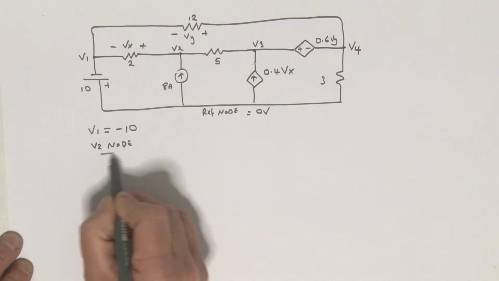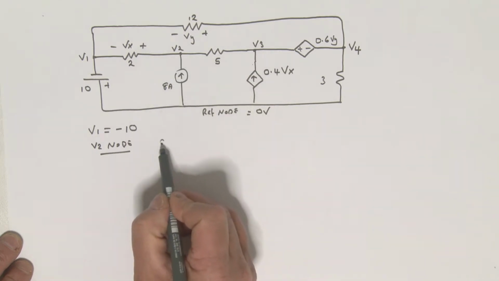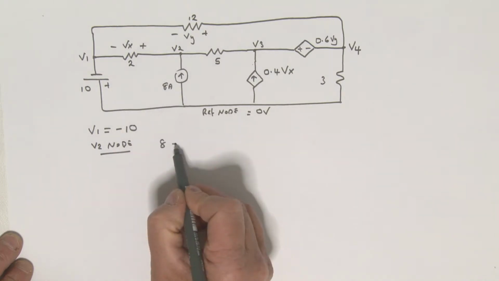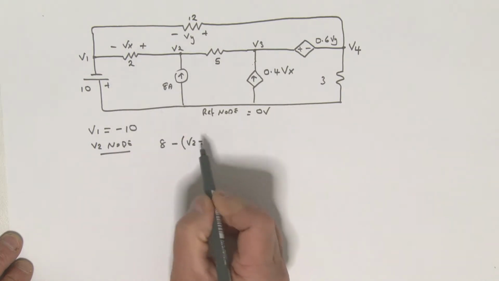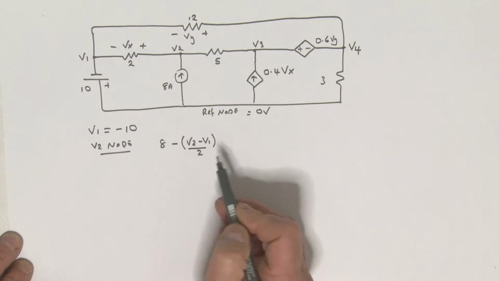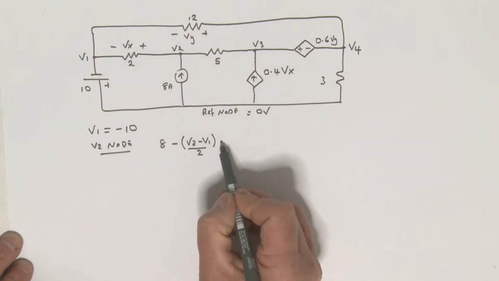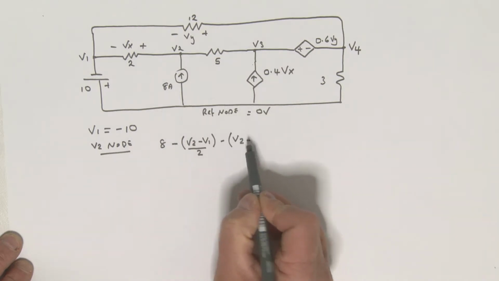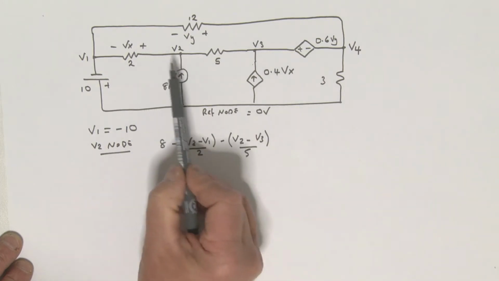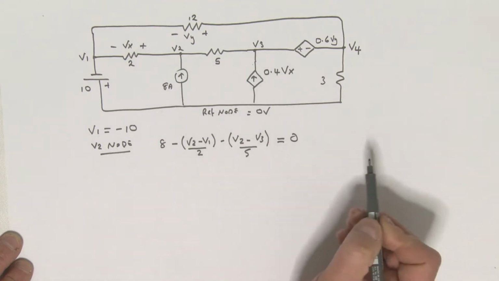All right. Here we go. What's coming into the V2 node? Well, I've got 8 coming in. So there it is, 8 is coming in. What's going out? Well, I've got this current here, so that's a minus, isn't it? That would be (V2 minus V1), close the bracket, and this, of course, is divided by 2. What else is going out? I've got this current over here, which is going out, and so I can say that's a minus (V2 minus V3), close the bracket, and that is divided by 5. So that's everything. That one, that one, that one. And all of that is equal to 0.